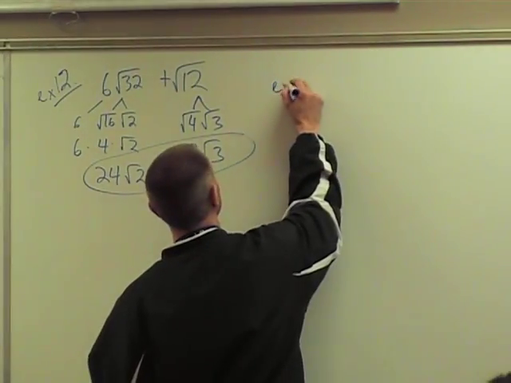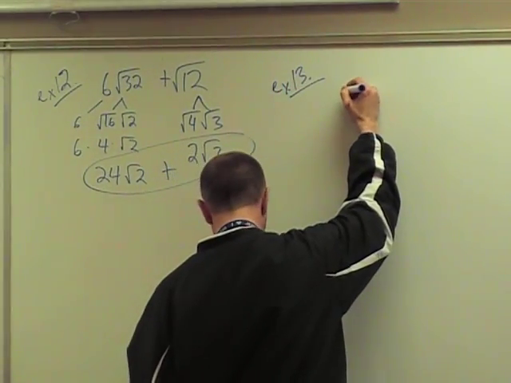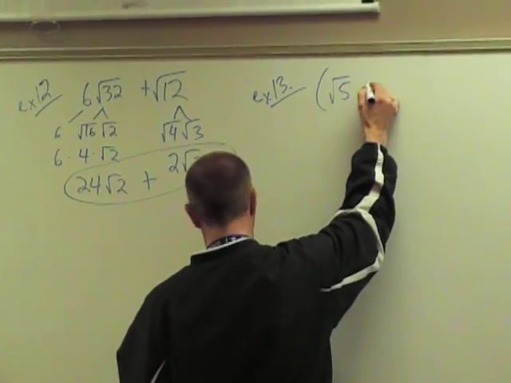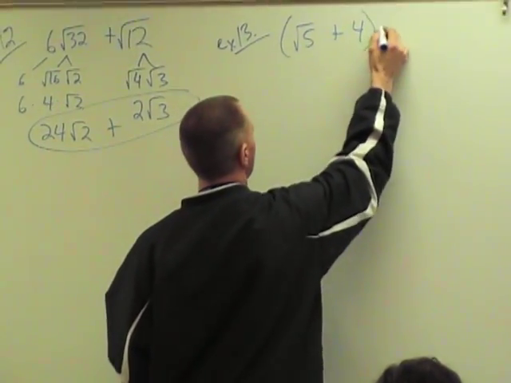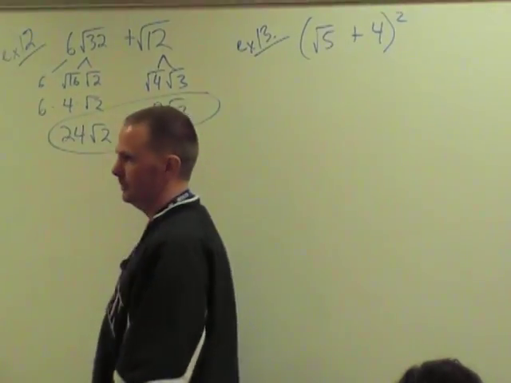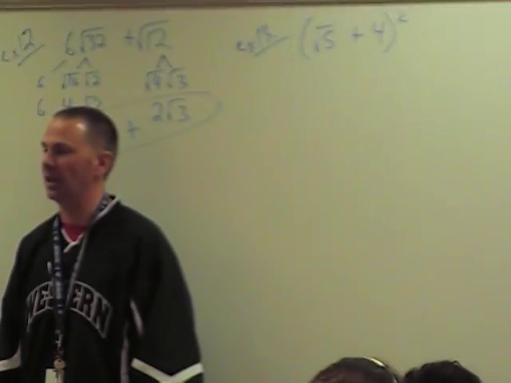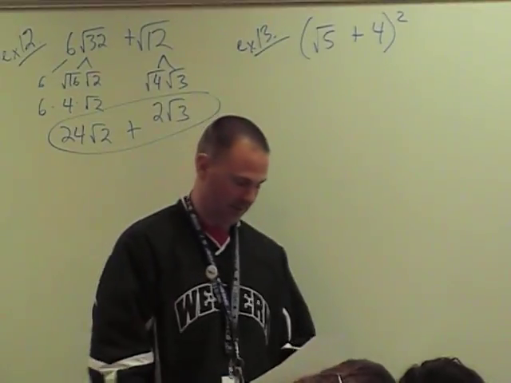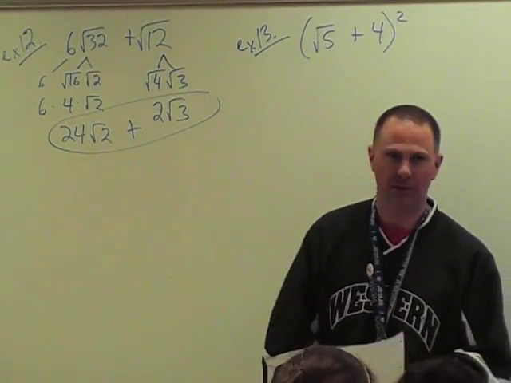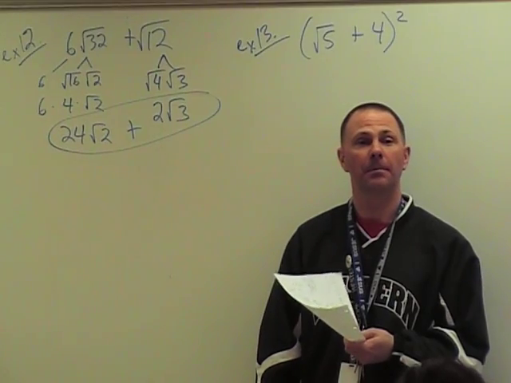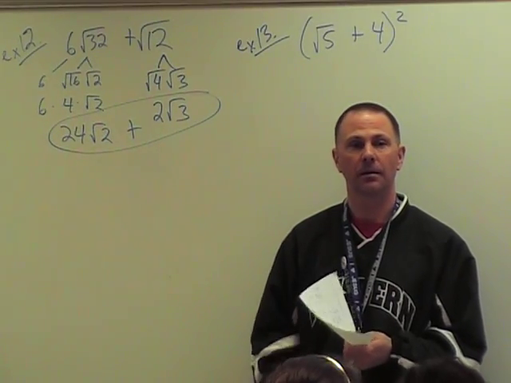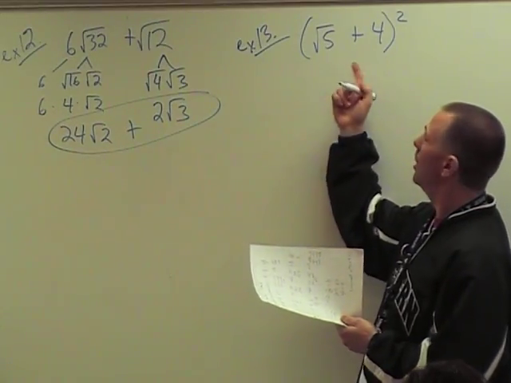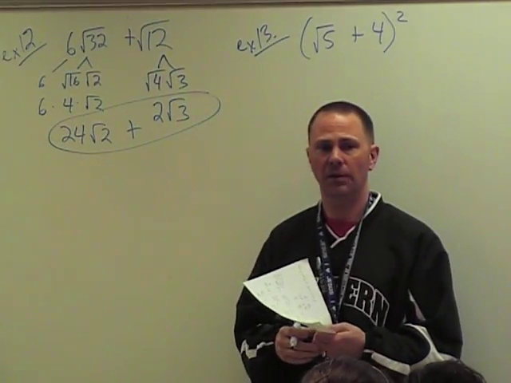Example 13. The square root of 5 plus 4 quantity squared. Special case formula. Can you take the square root of a square root like that? You take the square root of the whole thing? Only if you have an equal sign though.